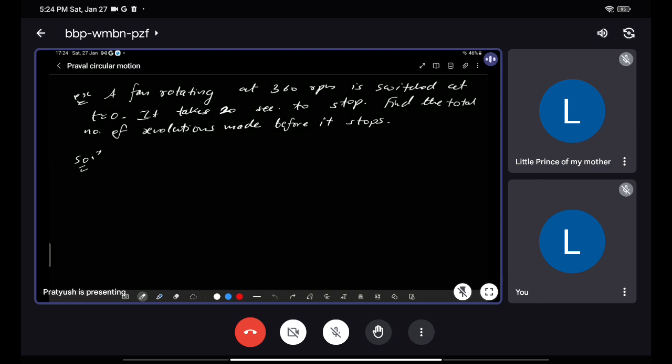Angular velocity becomes 0. So ultimately, by using equations of motion, we can calculate the angular displacement covered, the total angle. Divide the total angle covered by 360 and we will get our answer, because in one full revolution 360 degrees is there. Getting it?